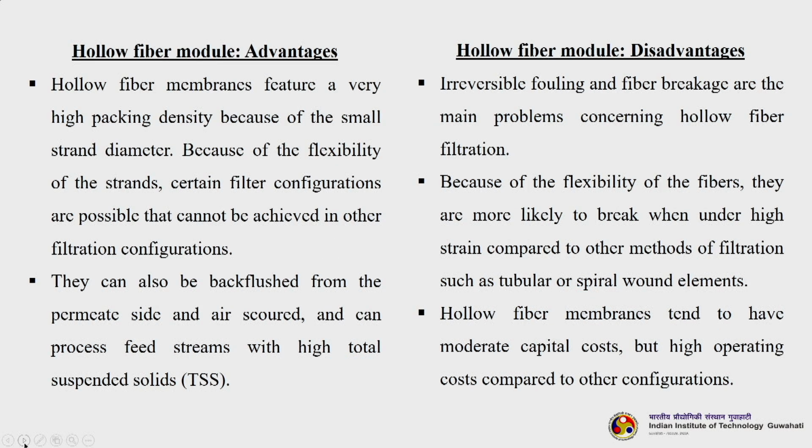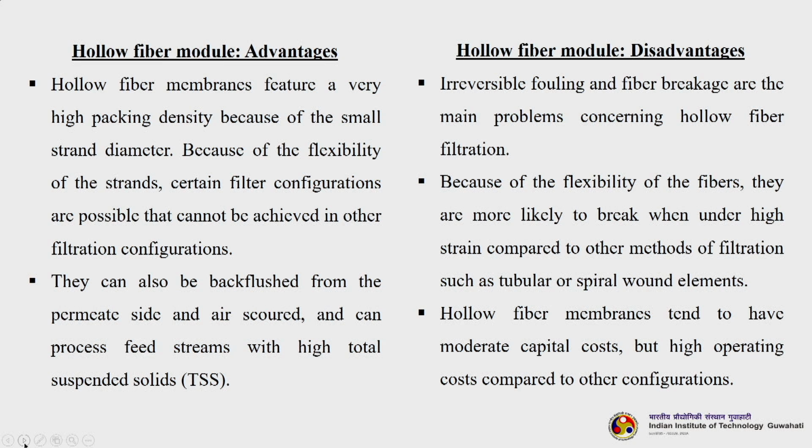So, let us understand the advantages and disadvantages of the hollow fiber systems. Hollow fiber membranes feature a very high packing density because of the small standard diameter. Because of the flexibility of the strands, that means the individual tubes, certain fiber filter configurations are possible that cannot be achieved in other filter configurations. That is one of the very good things about hollow fiber systems. They can also be back flushed from the permeate side and air scoured, and can process feed streams with extremely high TSS, total suspended solids.